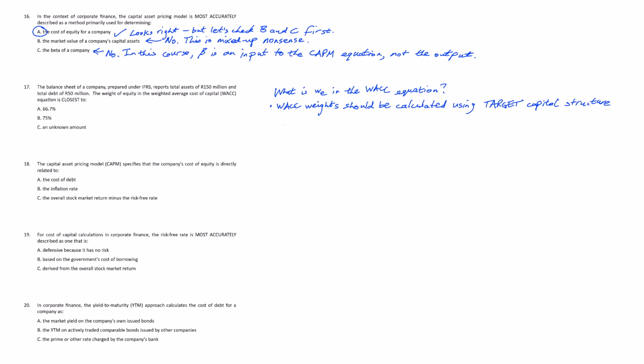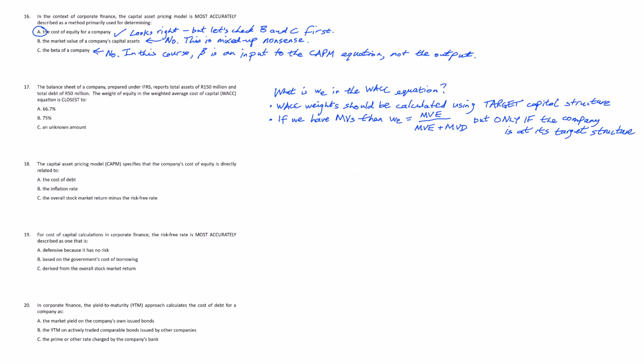If we do not have the target capital structure, but we have the market values of the equity and the debt in the company, then we can use those market values to determine the weights of equity and debt in the WACC equation, as long as those market values are representative of the target capital structure of the company.